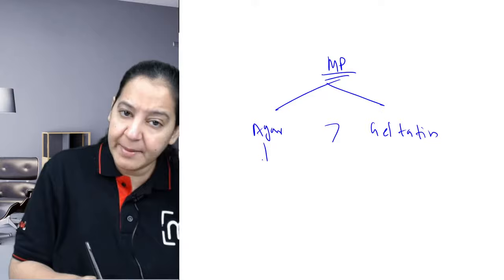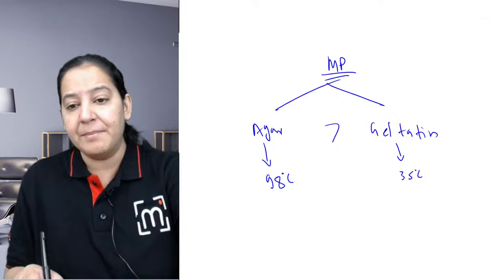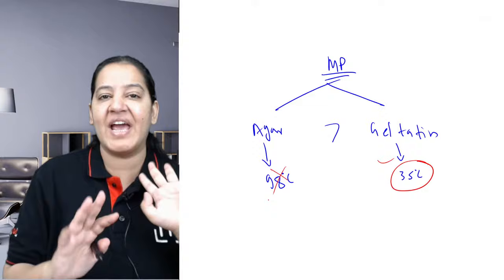Melting point of agar is 98 degrees and melting point of gelatin is 35 degrees. In summers, the room temperature can be 35, so this media will melt. But room temperature can never be 98. You got my point?